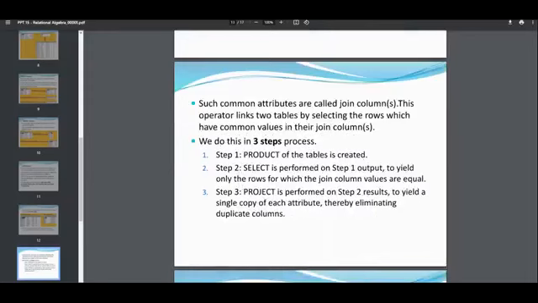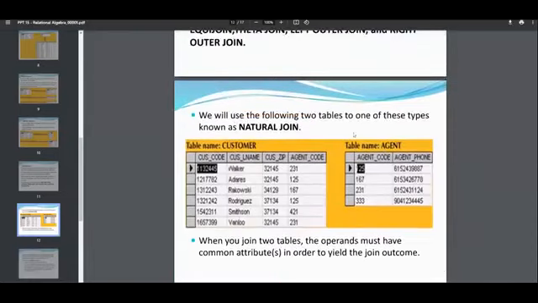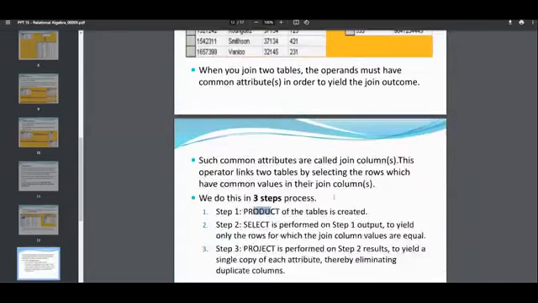So first, the product of the tables is created. After that, select is performed on step 1's output. After that, project. Hope you can remember the previous operators you learned, because the product of two tables means this multiplying kind of thing, right?